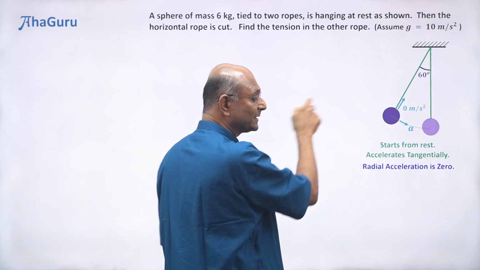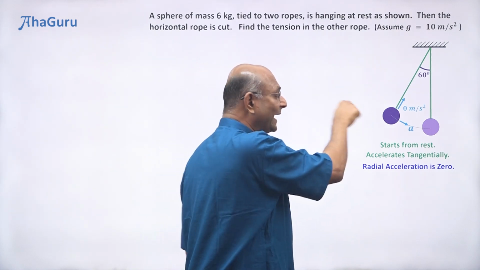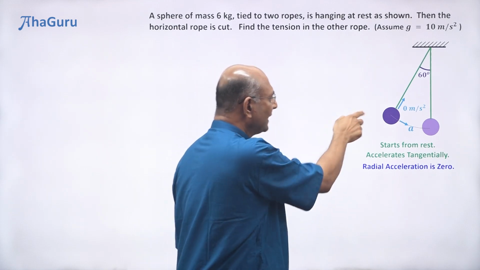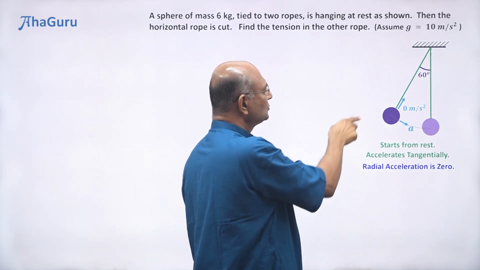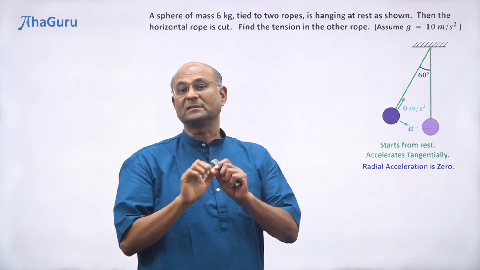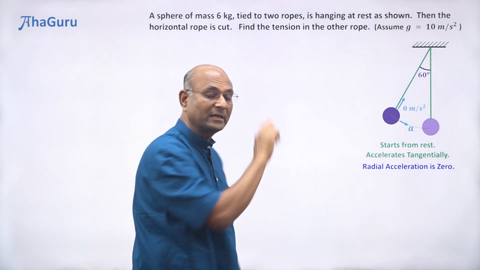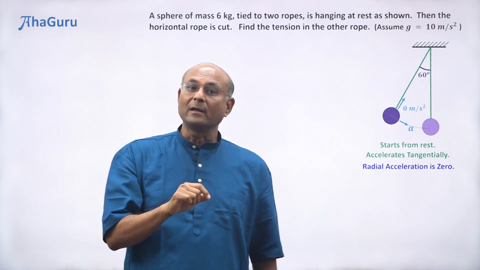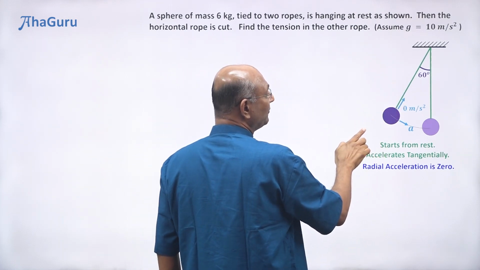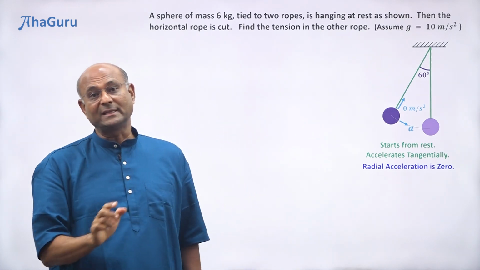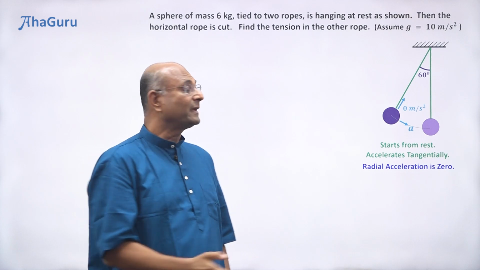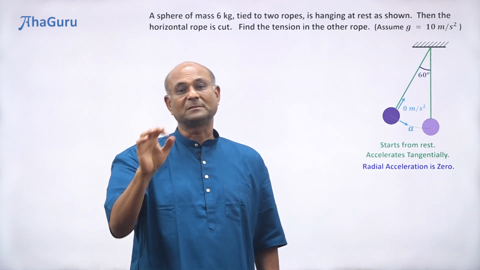Please remember, starting from rest is important because if it already had a velocity, then there will be a centripetal acceleration v square by r. Right now, the velocity is 0. So, therefore, we don't need to worry about that. This component of the acceleration is 0. Okay, so the radial acceleration is 0. Why is that important? Because we know that this acceleration is 0. If we resolve forces in this direction, then we can say that the net force must be mass into 0, and therefore we can find out that the net force must be 0.